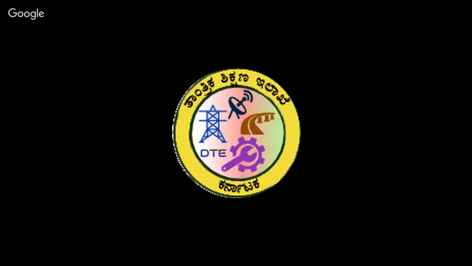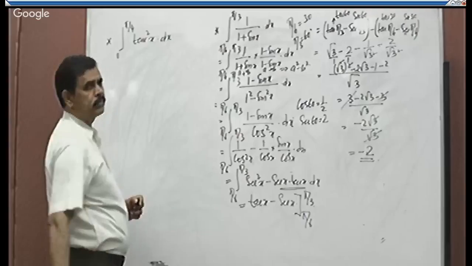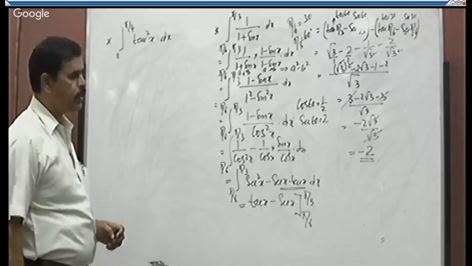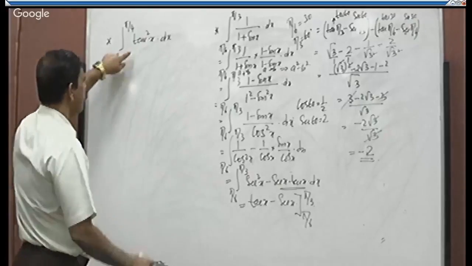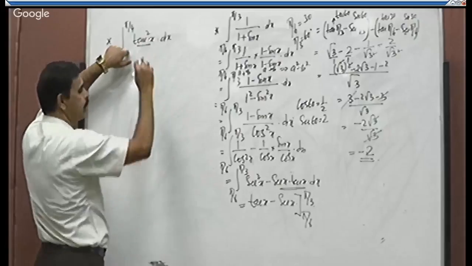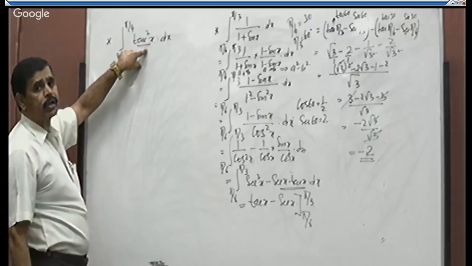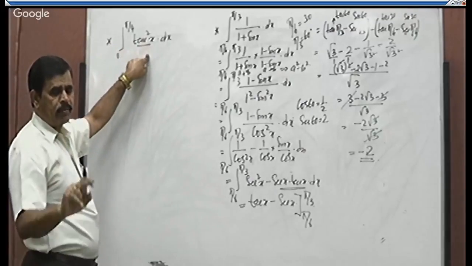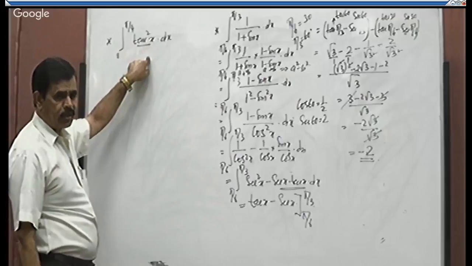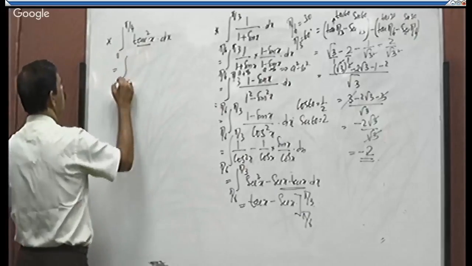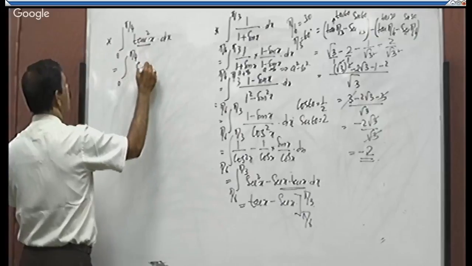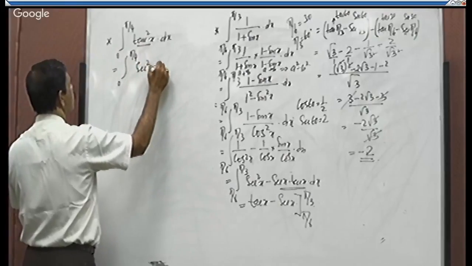This is an important problem. 0 to pi by 4, tan square x dx. How to integrate tan square x? In the indefinite integral, when there is a tan square, it should be taken in terms of secant square. Why? Tan square has no direct integration. We have integration for tan, but we don't have integration for tan square directly. Then you just make that into secant square x minus 1 into dx.